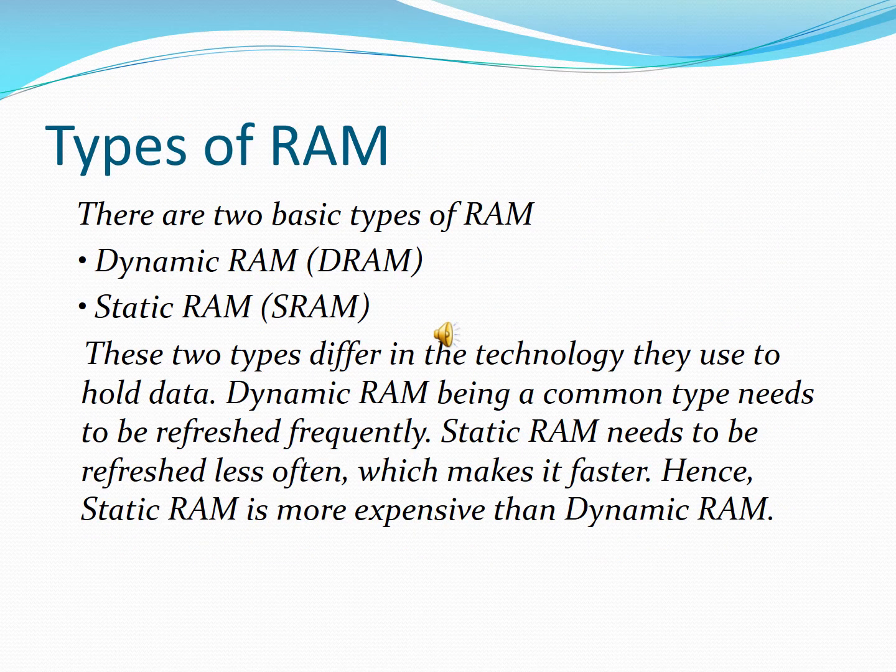Types of RAM. There are two types of random access memory. How many types? Two types: static RAM and dynamic RAM. Okay.